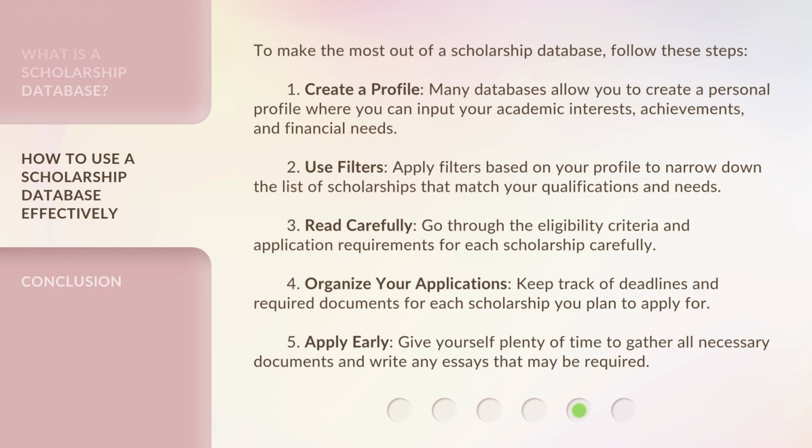To make the most out of a scholarship database, follow these steps. 1. Create a profile. Many databases allow you to create a personal profile where you can input your academic interests, achievements, and financial needs. 2. Use filters. Apply filters based on your profile to narrow down the list of scholarships that match your qualifications and needs. 3. Read carefully. Go through the eligibility criteria and application requirements for each scholarship carefully.